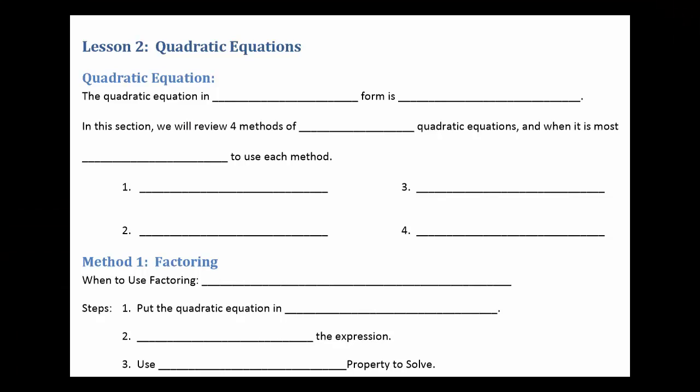Okay, our second lesson deals with quadratic equations. So let's start with a couple of terms and just general vocabulary ideas. A quadratic equation in standard form is ax squared plus bx plus c equals 0. So in other words, we have all of the terms on the left side, and it's equal to 0 on the right. We've combined like terms so that we just have a squared term, an x term, and a constant term that we're dealing with. In this section, we're going to look at four main methods of solving quadratic equations.